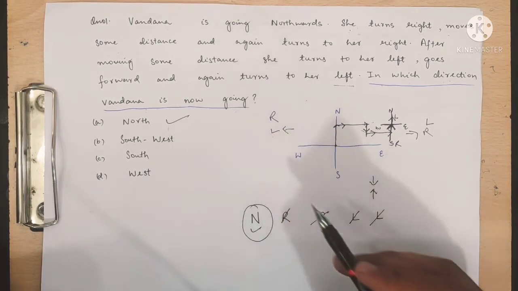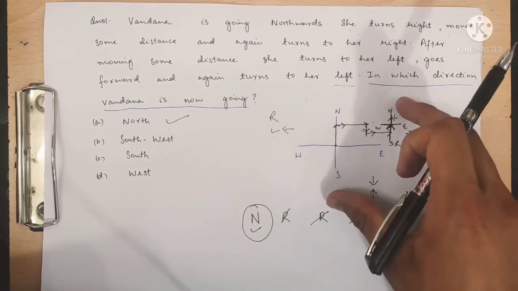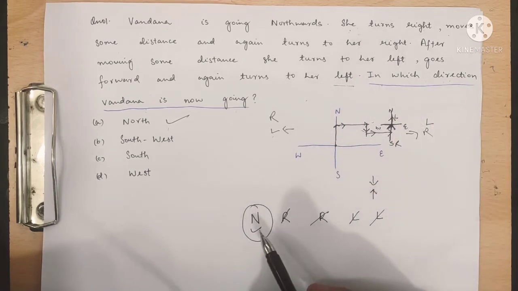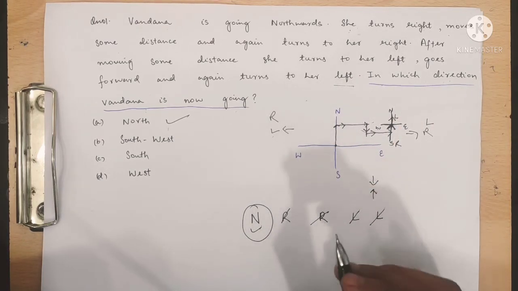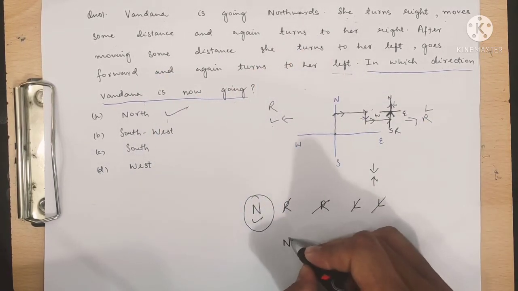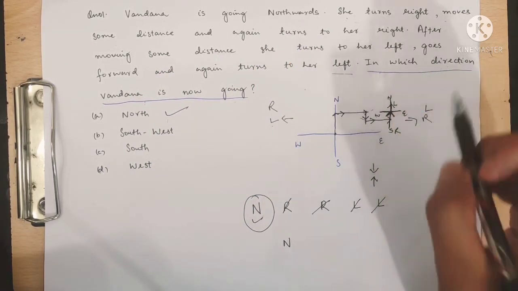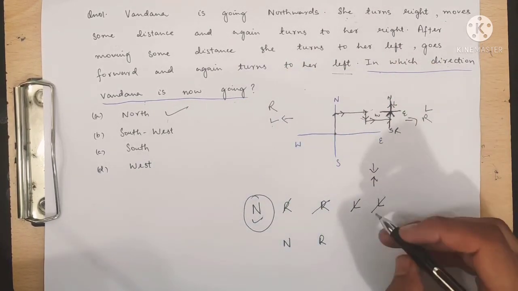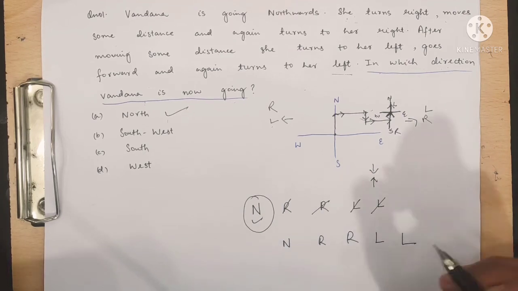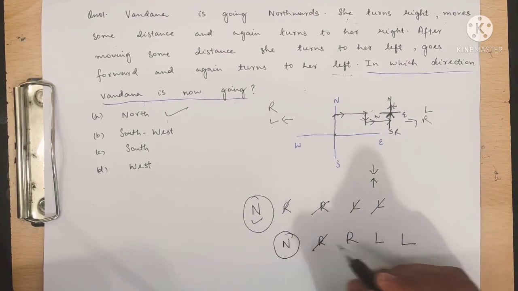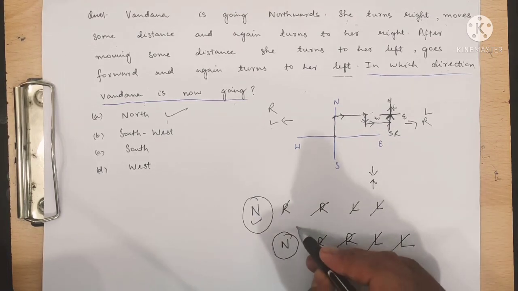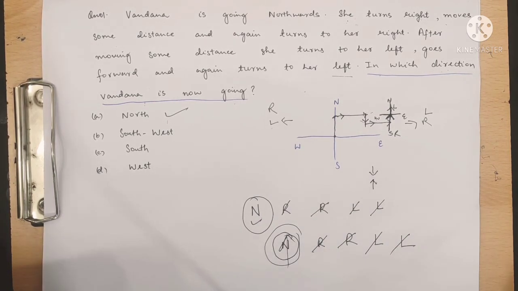So Vandana is facing northwards. You don't have to make this chart, it was just for this explanation. In the examination, you'll be making a chart like this: Vandana is going towards north, then a right turn, another right turn, then a left turn, and another left turn. North you keep as such. Each right will get cancelled with one of the lefts. So what's remaining? North. She is facing towards the north direction. This is the answer to this question.